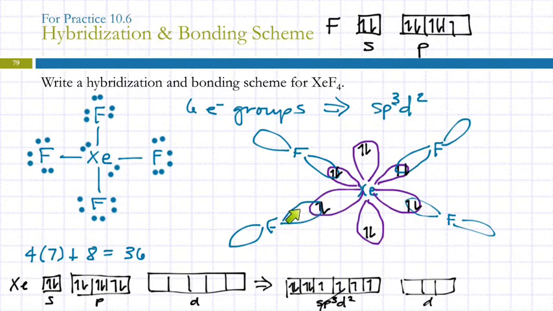How do we name this? What kind of a bond is this? What kind of an overlap? End to end or side to side? It's end to end. So that's a sigma bond. So this type of bond is going to be a sigma bond. And what's overlapping to make that? On the xenon, what is the name of this kind of orbital?